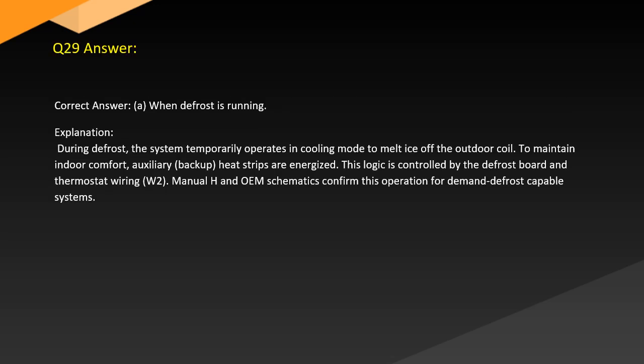Answer. Correct answer: A. When defrost is running. Explanation. During defrost, the system temporarily operates in cooling mode to melt ice off the outdoor coil. To maintain indoor comfort, auxiliary backup heat strips are energized. This logic is controlled by the defrost board and thermostat wiring. Only manual J and OEM schematics confirm this operation for demand defrost capable systems.